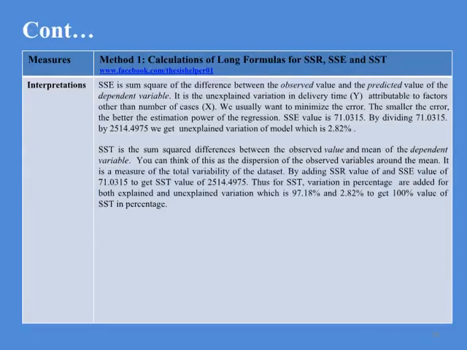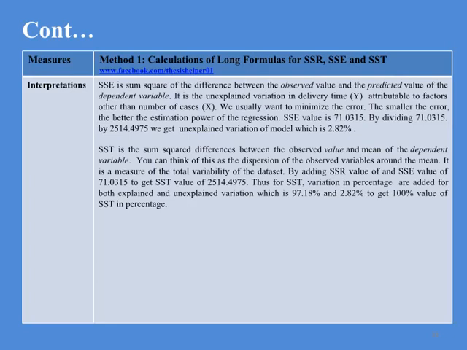Interpretations. SSE is the sum of squares of the difference between the observed value and the predicted value of the dependent variable. It is the unexplained variation in delivery time, y, attributable to factors other than number of cases, x. We usually want to minimize the error. The smaller the error, the better the estimation power of the regression. SSE value is 71.0315. By dividing 71.0315 by 2514.4975, we get the unexplained variation of the model, which is 2.82%.